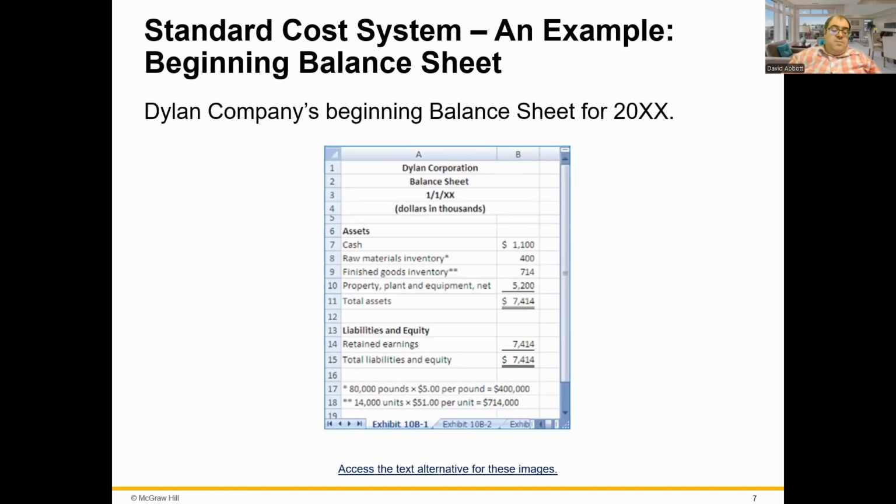And so we see here the beginning balance sheet is shown, and we can look at that and see that they had retained earnings of 7,414, and that is shown under the liabilities and equity section. They don't have any other liabilities, so that's the only item that's listed there.